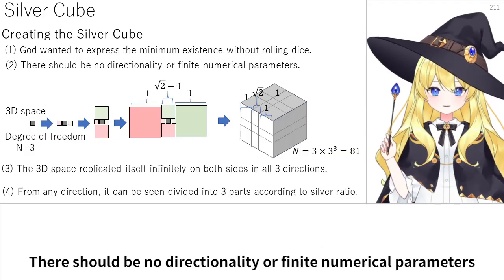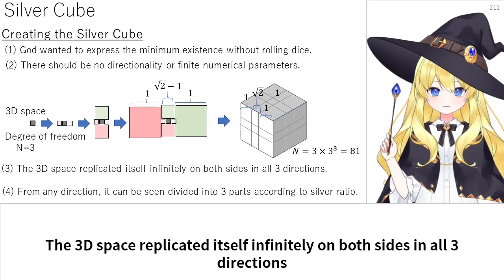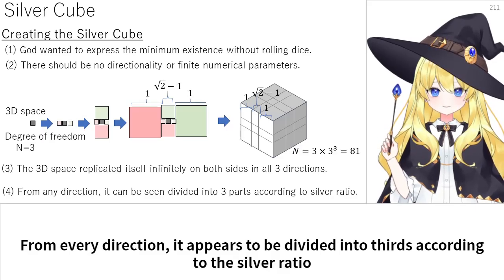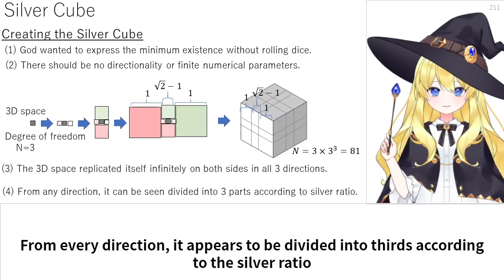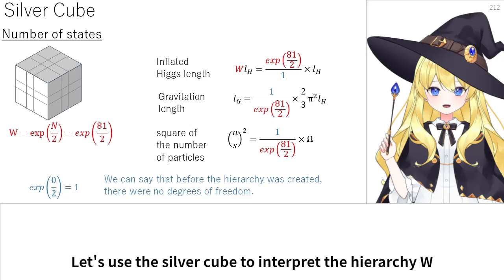There should be no directionality or finite numerical parameters. The 3D space replicated itself infinitely on both sides in all 3 directions. From every direction, it appears to be divided into thirds according to the silver ratio. Let's use the silver cube to interpret the hierarchy W.